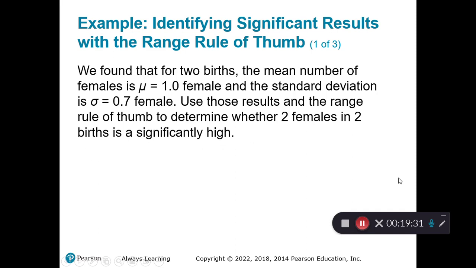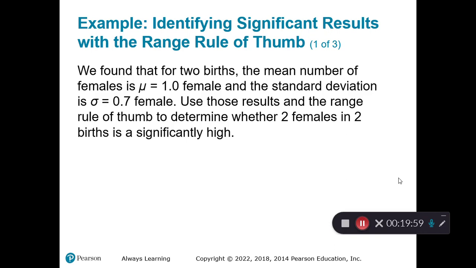To consider values that are significantly low, we're going to subtract 2 standard deviations from the mean. That actually takes us to a negative number, right? Because the mean is 1. So if we subtract 2 times 0.7 from 1, we get a negative number. Well, it doesn't make sense to have a negative number of girls. That means that we're not going to ever have any significantly low number of girls.